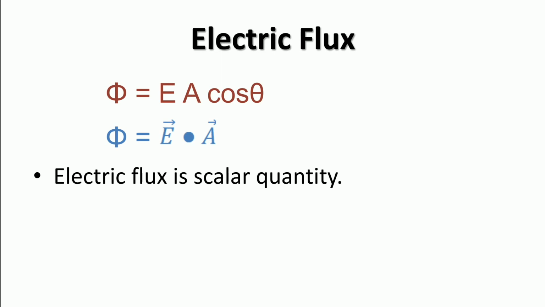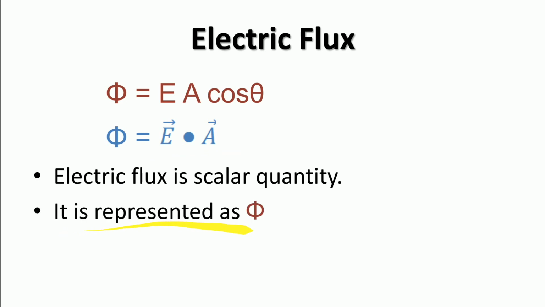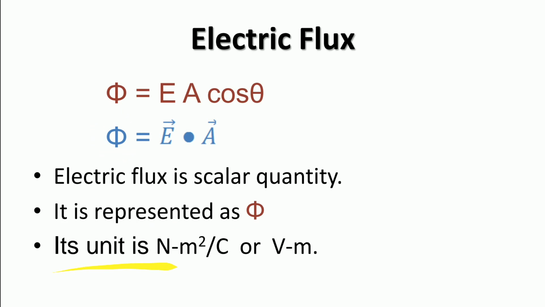So we can say that the electric flux is a scalar quantity because it is the scalar product of the electric field and the area vector. It is represented as phi, you can see here, and its unit is Newton meter square per coulomb or volt meter. We can find the unit from this formula.